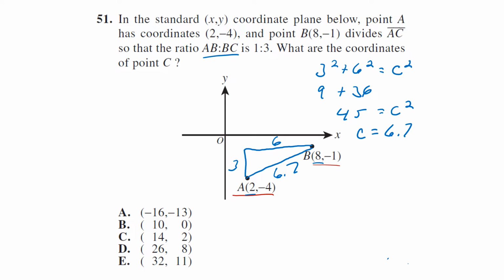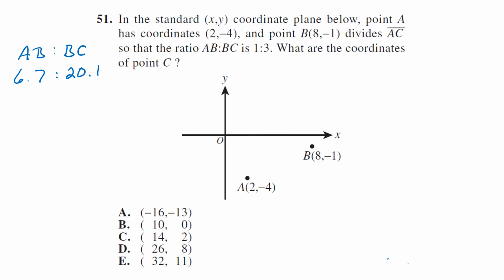So if we know AB to BC is 1 to 3, and AB is 6.7, then BC is going to be 3 times that. 3 times 6.7 is 20.1. So now we know whatever length BC is, let's put that in red. So BC, wherever that direction goes, has to be 20.1. So now we can use the same concept to figure out which one of these coordinates will give us a length of 20.1. And this is where knowing the distance formula will actually save a lot of time.